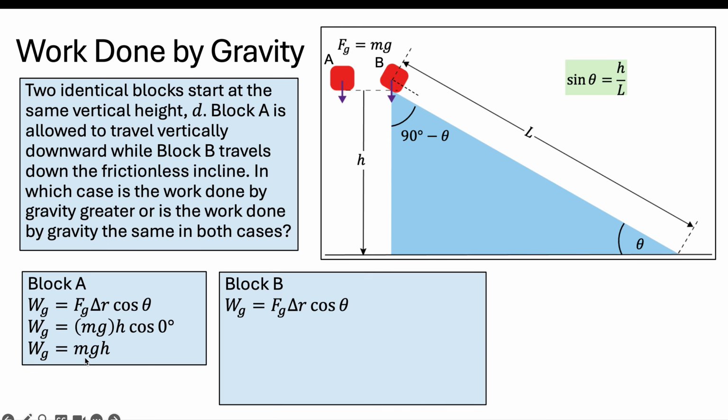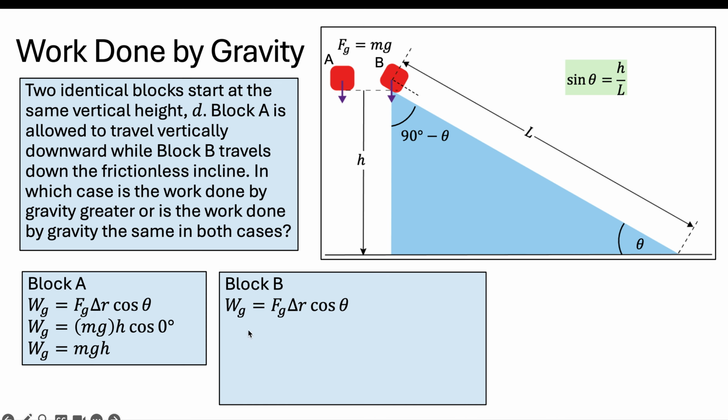And so we get the work done by gravity here is just mass times gravity times my initial vertical position here, which is just the height, where our final vertical position we could say is like y equal to 0, and this is y equal to h.